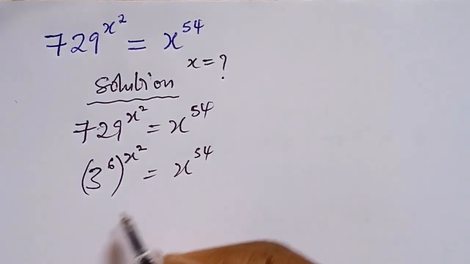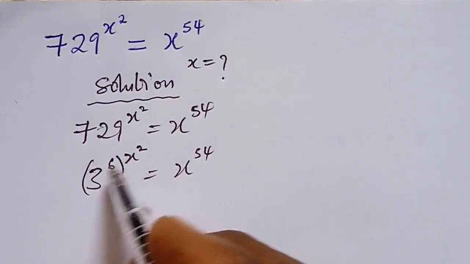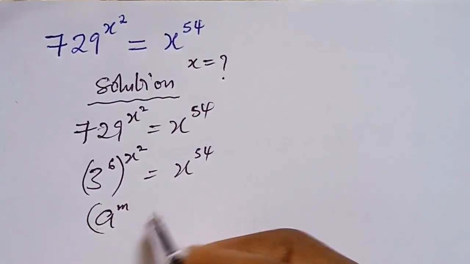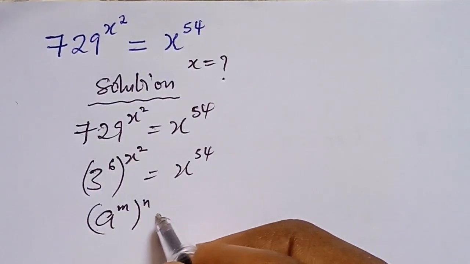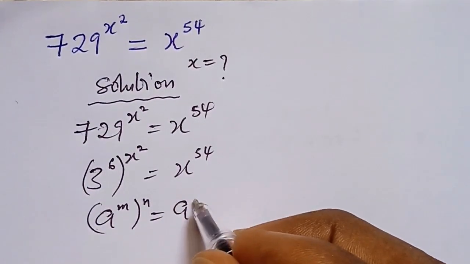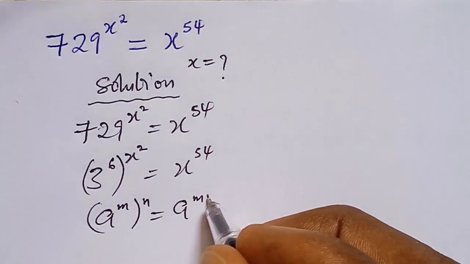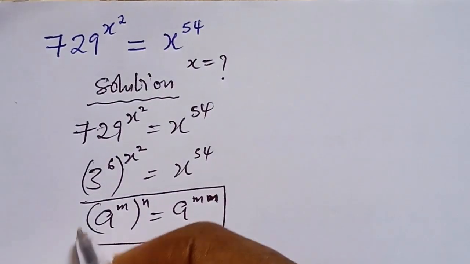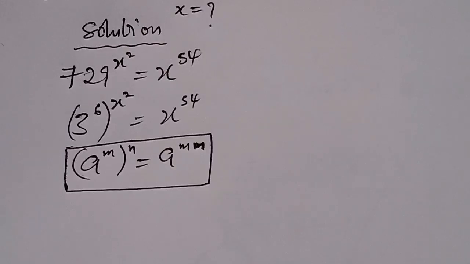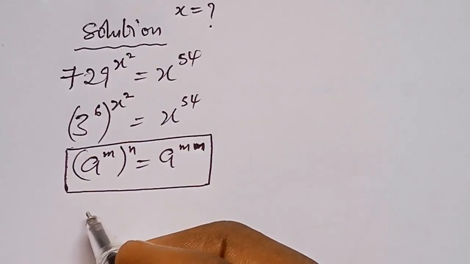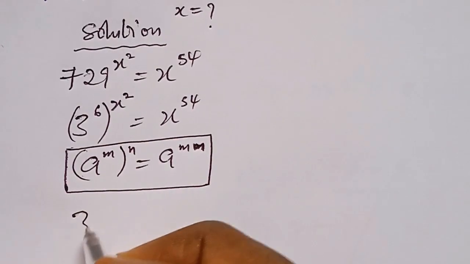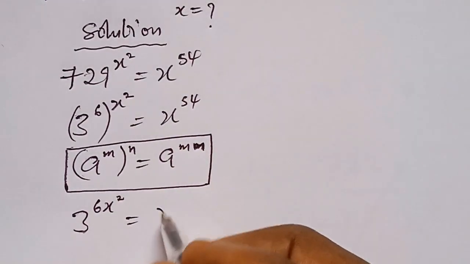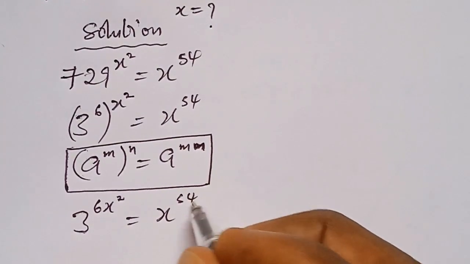So here we can use this identity to simplify this. If we have base a to the power of m in brackets to the power of n, we can express it as base a to the power of mn. So our next step becomes 3 to the power of 6x squared equal to x to the power of 54.